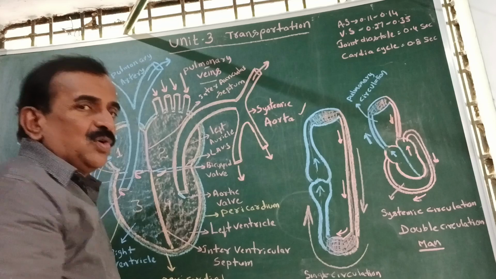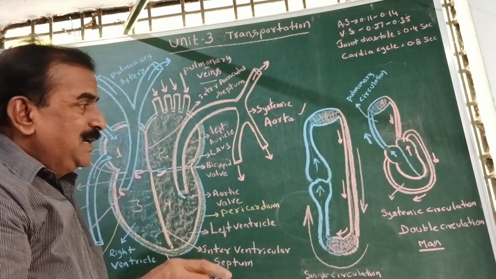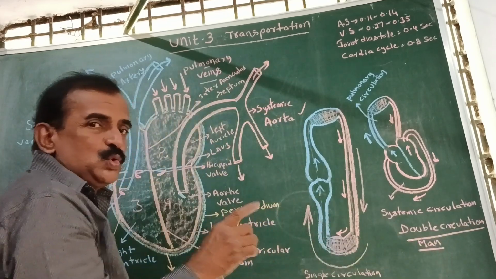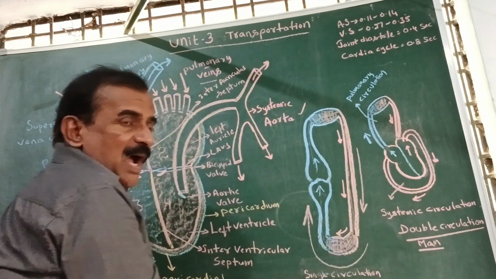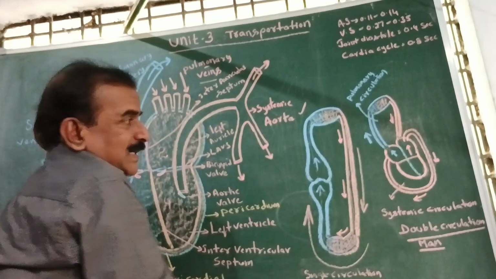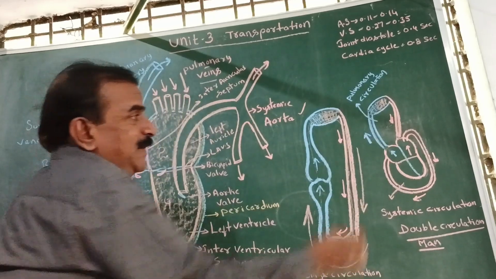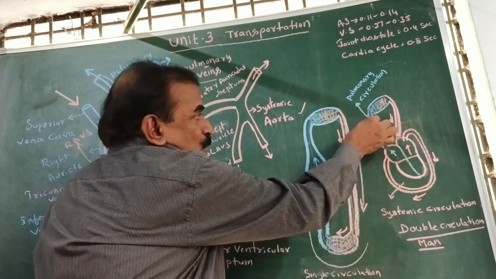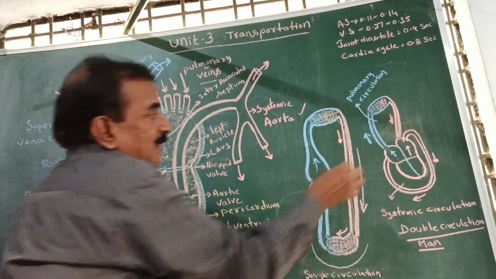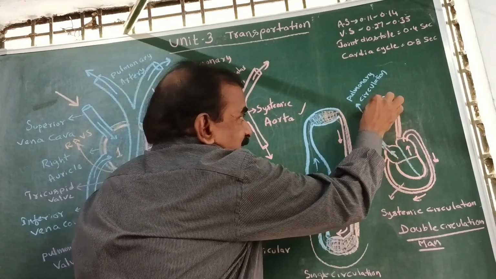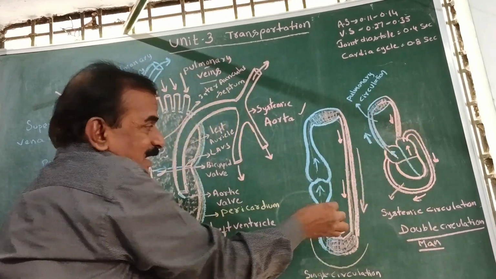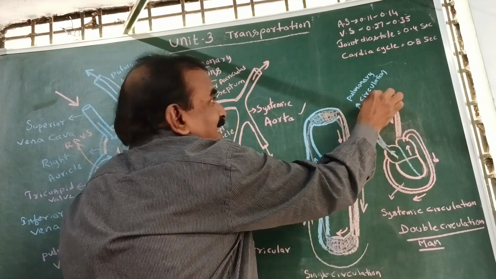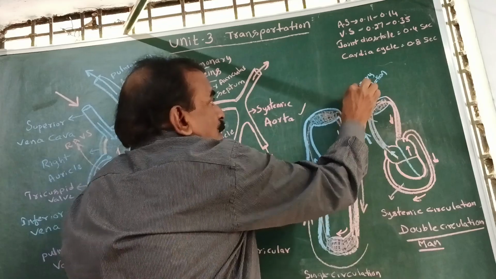Now we need to discuss double circulation. Double means twice. This is a mammal heart, and it has four chambers. The right side is the deoxygenated side and the left side is the oxygenated side, and the deoxygenated blood is transported to the lungs for purification. Heart to lungs, lungs to heart, unlike in fish where it is heart to gills, gills to body parts. This circulation is called pulmonary circulation.